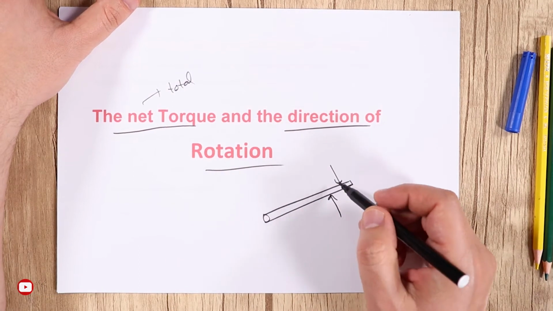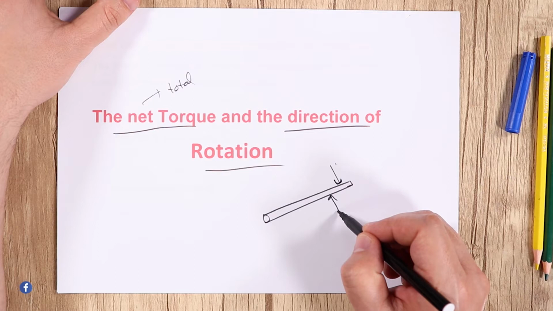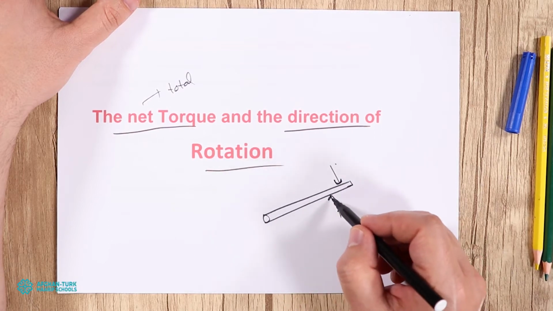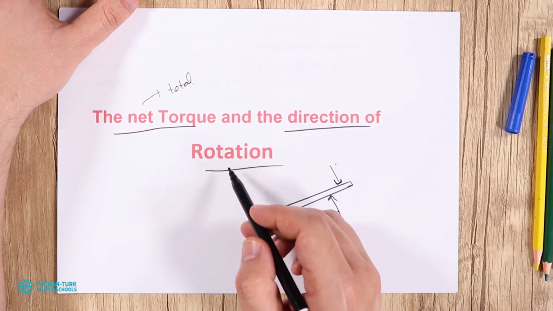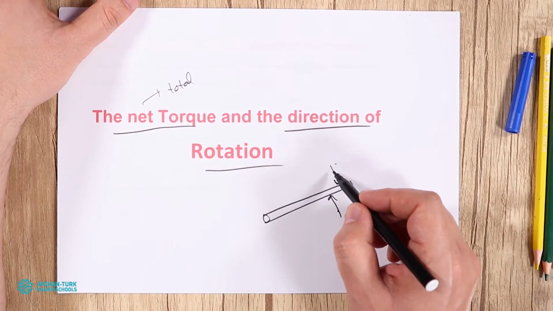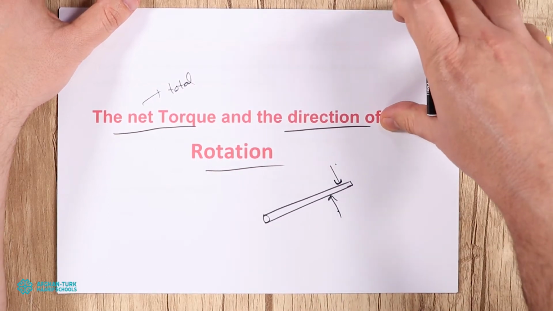Net or total torque means the total in the direction of rotation. And direction of rotation means whether this force is more, or this distance is more. If you find the torque, you will find the direction of rotation, whether it will go downward or upward. So okay, let's see.